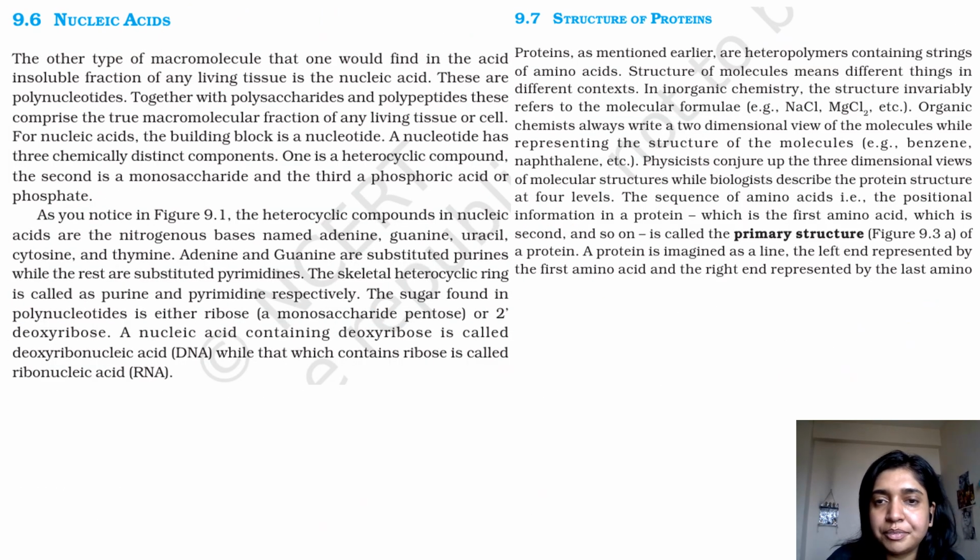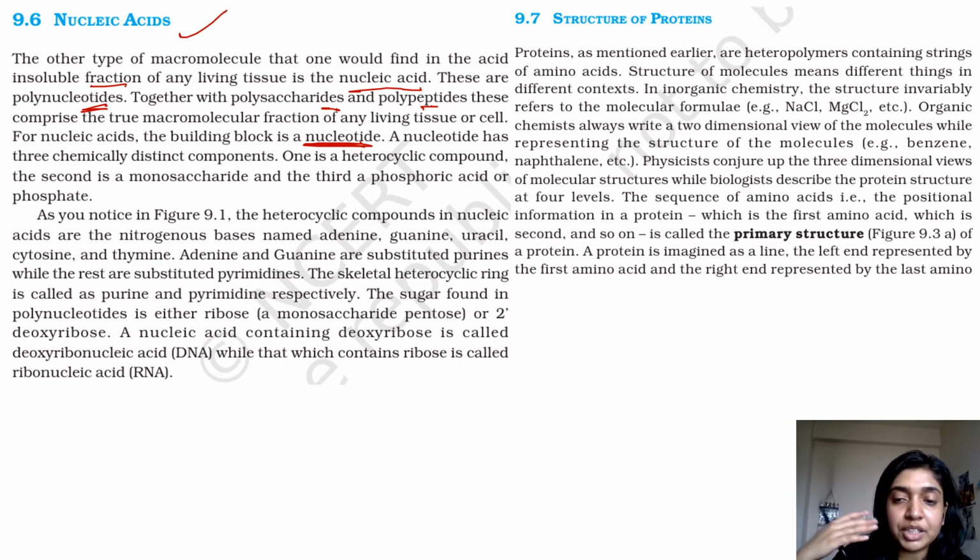Let's move ahead. Now we'll be talking about nucleic acids. The other type of macromolecules that one would find in the acid insoluble fraction is called nucleic acid. These are polynucleotides. Together with polysaccharides and polypeptides, these comprise the true macromolecular fraction. The building block is a nucleotide. We have seen the structure of nucleotides a few slides ago, right? So a nucleotide has a sugar, a nitrogenous base, and a phosphate group.